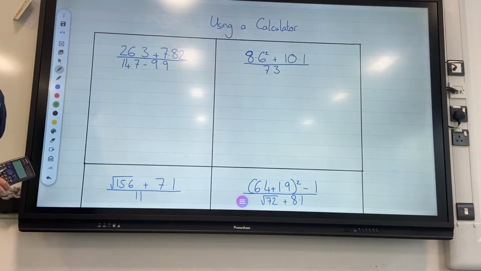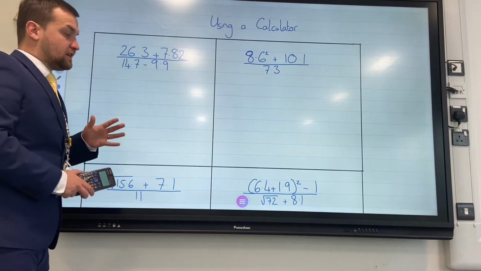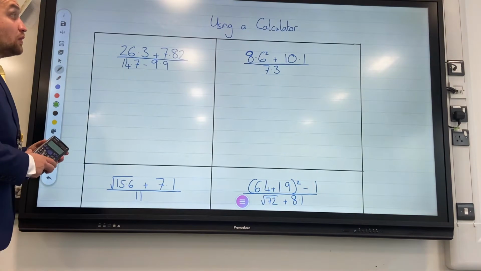We're moving on today. We're going to do something slightly different. We're going to look at using a calculator. Okay? Might sound simple, but there are features on the calculator that I don't think everyone has completely understood yet. So we're going to look through it, okay?